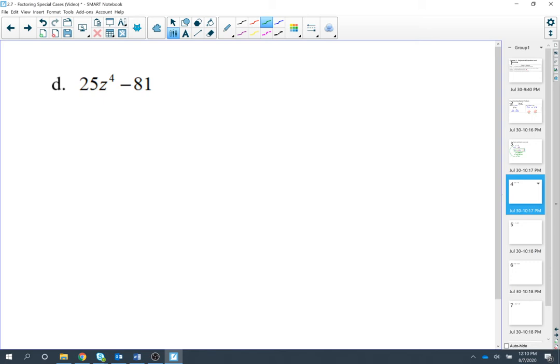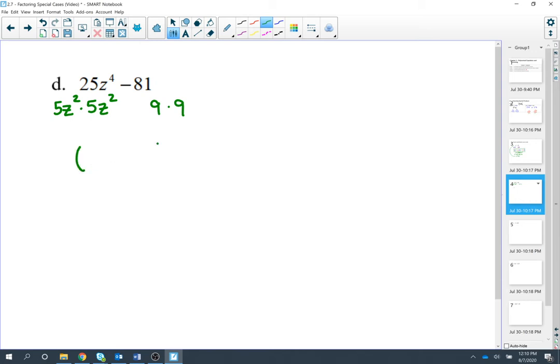I don't think so. So I'm going to look at 25 and I'm going to go, okay, well that's 5 times 5. But what about z to the 4th? Is that really a square? And it is. It's z squared. So we're going to have 5z squared times 5z squared. 81 is 9 times 9. Is it subtraction? Absolutely. So again, this is difference of squares.